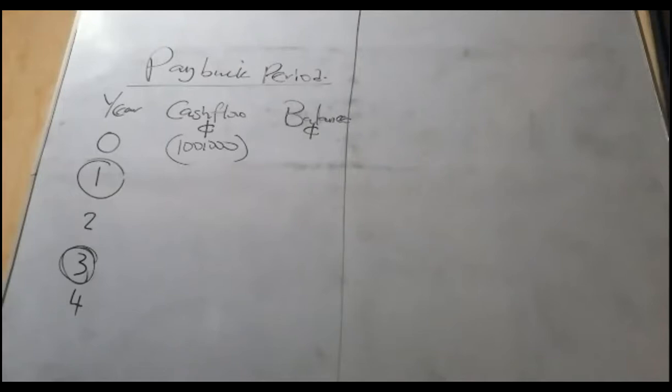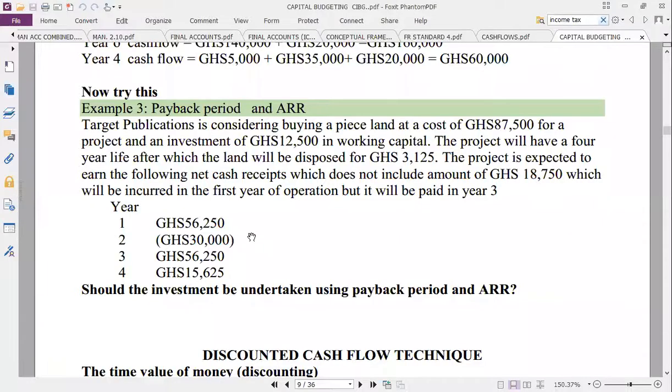So it means that I will reflect it in year 3. When I get to year 3, I will reflect it there. So year 1, the cash flow will be 56,250. Year 2 is 30,000 negative. And then year 3 is 56,250, but I have to subtract 18,750 from it, because that's where they will pay.